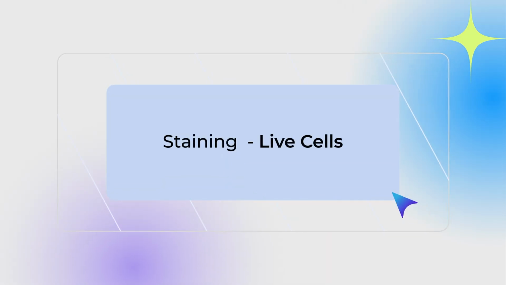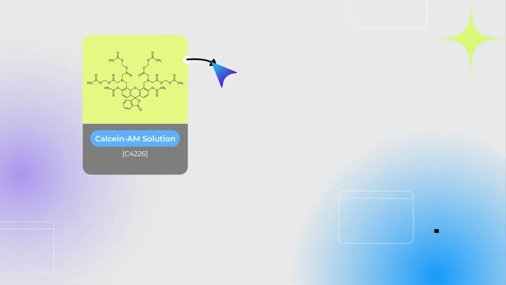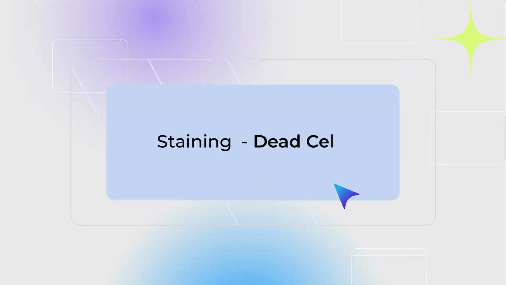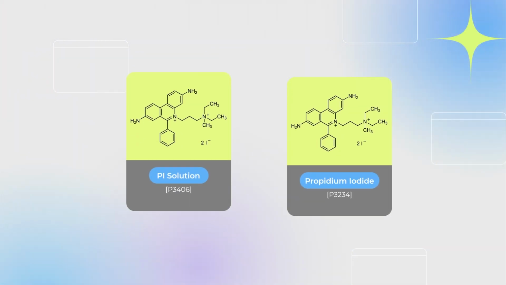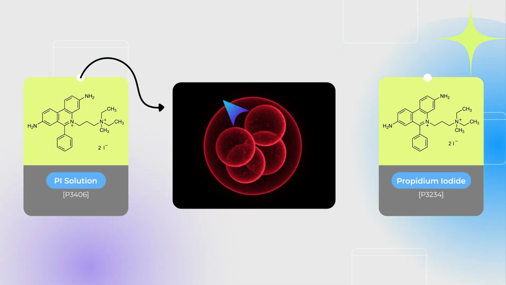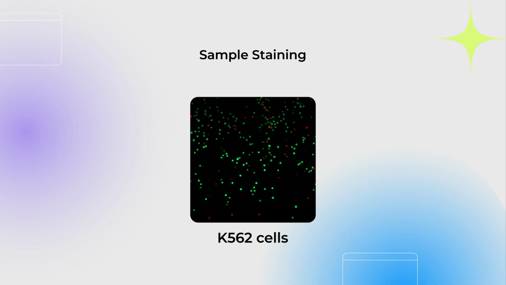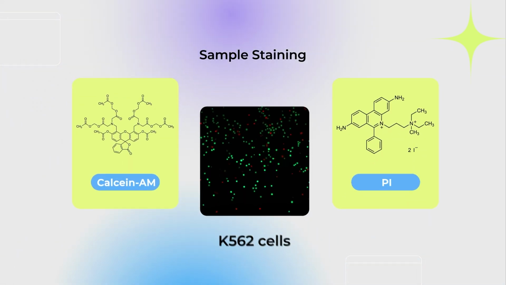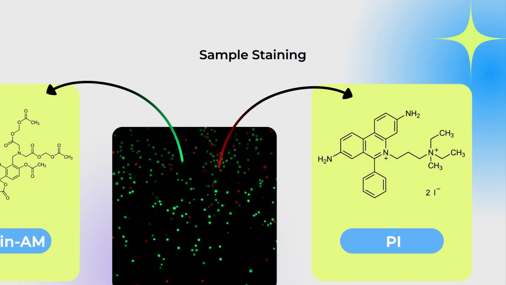Staining in live cells. Calcein AM solution in DMSO is a reagent used in live cell staining. Staining in dead cells. Propidium iodide and PI solution are useful for identifying dead or dying cells in a population. In this sample, K562 cells were stained by calcein AM and PI. Green cells are living, stained by calcein AM, and red cells are dead, stained by PI.